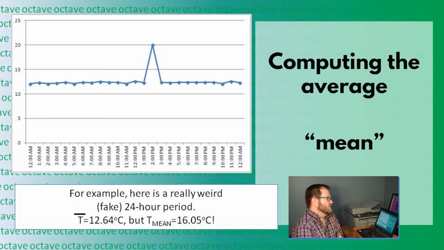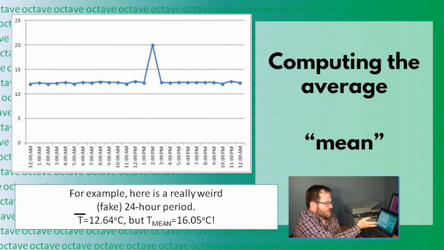But if I had something goofy like this, where the temperature was basically steady for 24 hours, except for 1 hour that was way higher. In this fake 24-hour period, the average, where I added up the 24 observations and divided by 24, is only 12.6 degrees Celsius. But my technique of taking the maximum and the minimum, where the maximum is 20 degrees Celsius and the minimum is somewhere around 12, only leads to 16 point... Okay, we're off by, what, 3.5 degrees Celsius. That's a pretty big error.